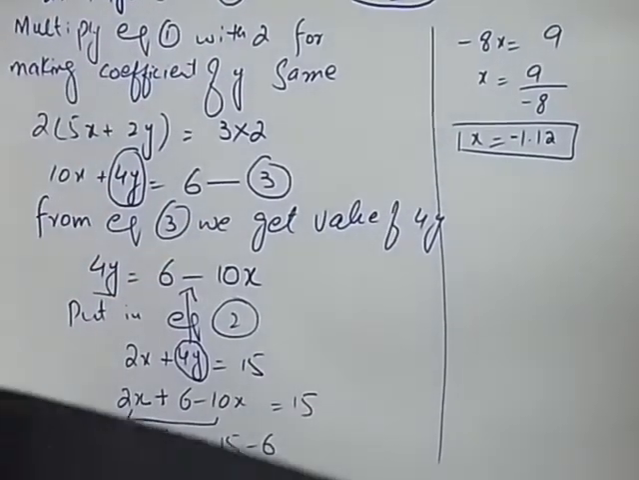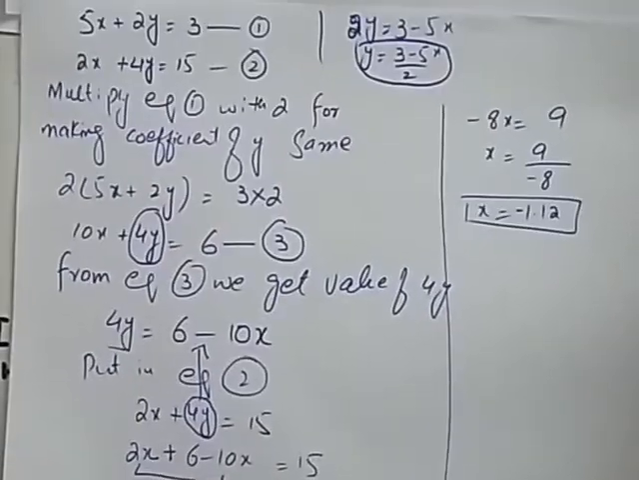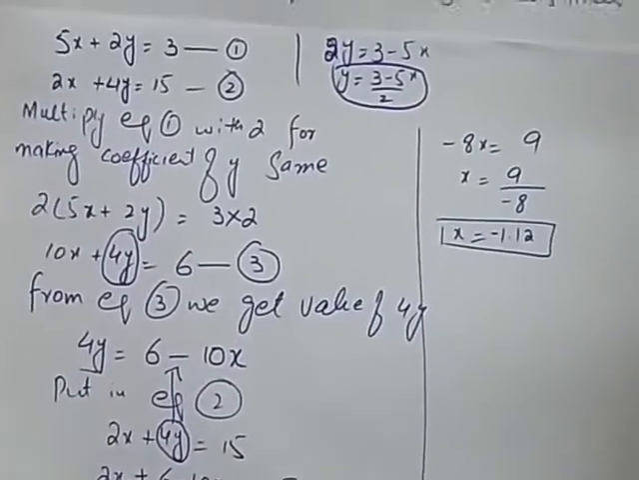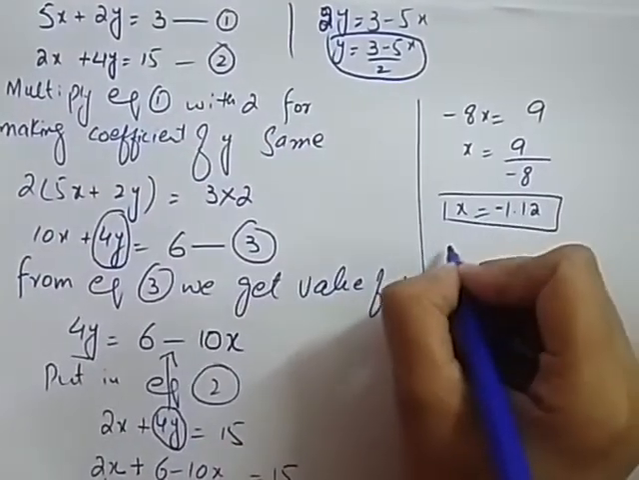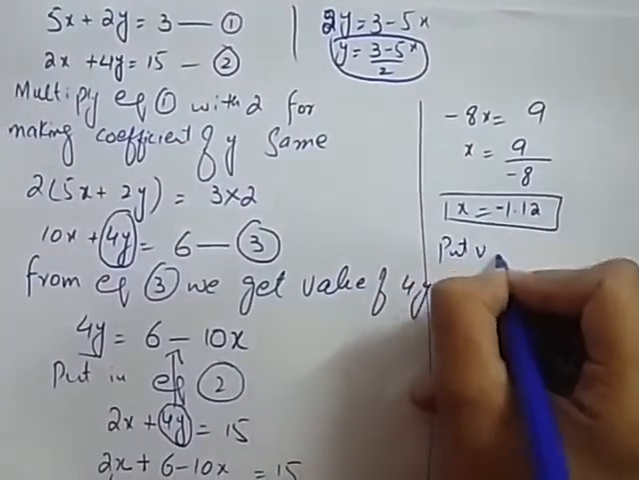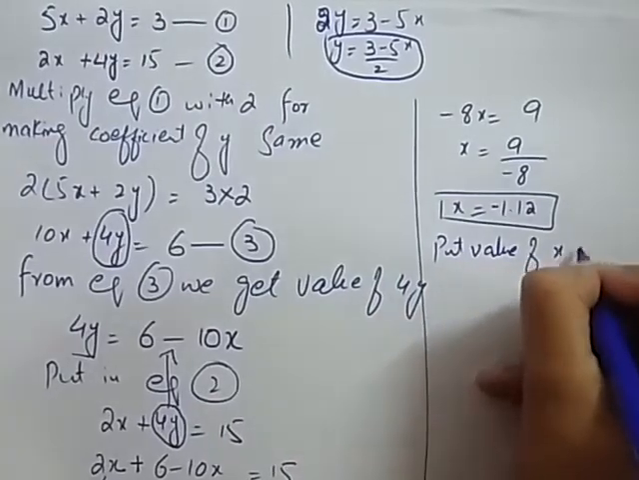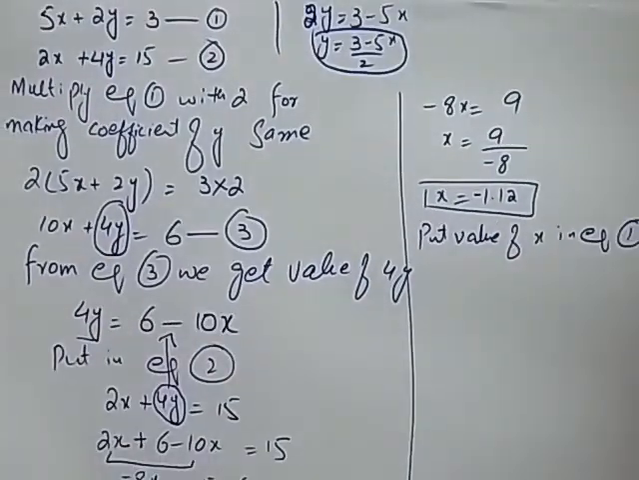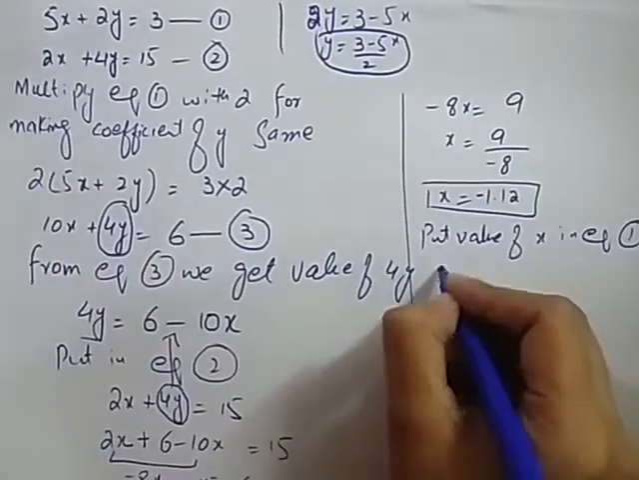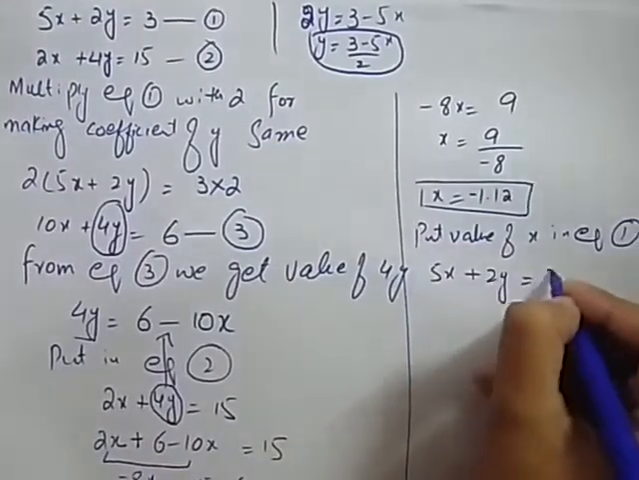So I am going to put the value of x in equation number 1. If you want to put it in equation number 2, you can. So let us put the value of x in equation number 1. Okay, so I'm going to write equation number 1, that is 5x plus 2y is equal to 3.